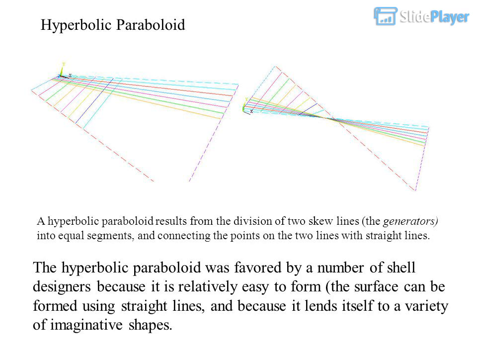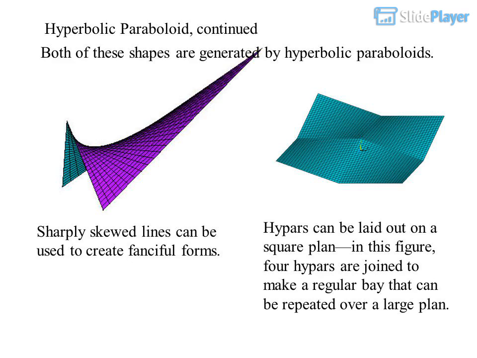The hyperbolic paraboloid was favored by a number of shell designers because it is relatively easy to form, the surface can be formed using straight lines, and because it lends itself to a variety of imaginative shapes. Hyperbolic paraboloid, continued. Both of these shapes are generated by hyperbolic paraboloids. Hypars can be laid out on a square plan. In this figure, 4 hypars are joined to make a regular bay that can be repeated over a large plan. Sharply skewed lines can be used to create fanciful forms.